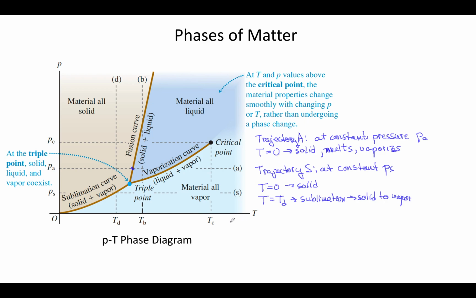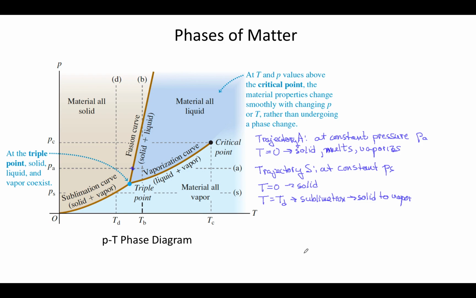You can play the same game and go along trajectory D, starting at 0 pressure. You have all vapor. You're keeping your temperature constant. You increase the pressure. The vapor can condense immediately to a solid at T sub D. If you're above the triple point temperature and you do the same type of thing, your vapor can then condense into a liquid, and then up here at higher and higher pressures condense into a solid. We don't experience day-to-day increasing pressures to change the states of matter, but it happens.